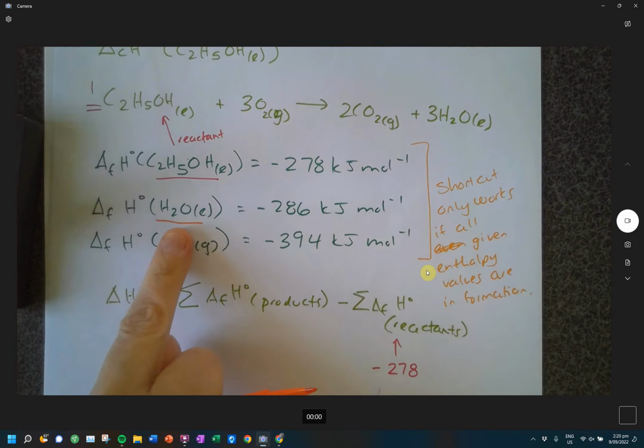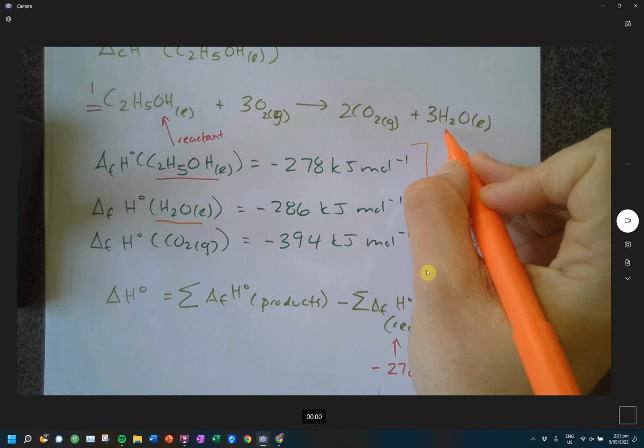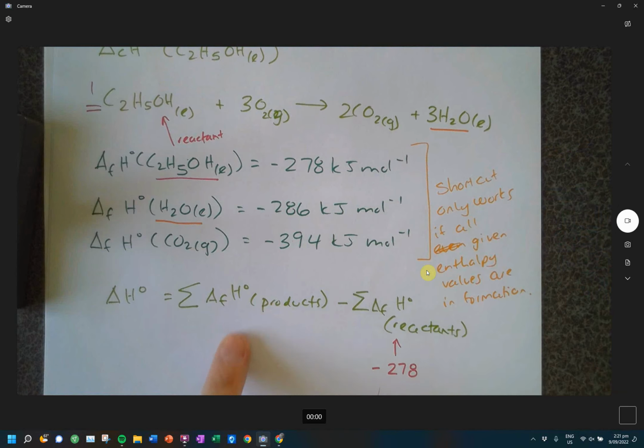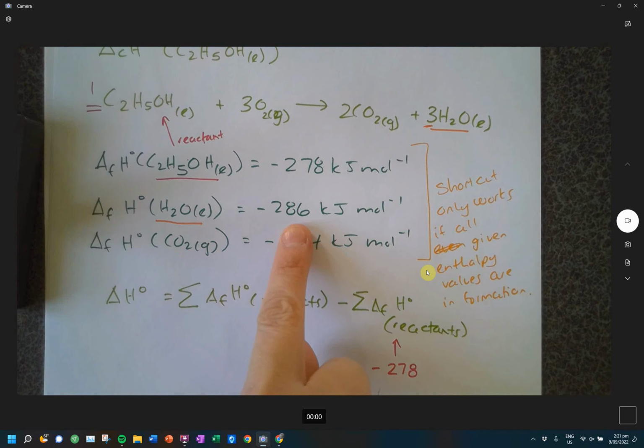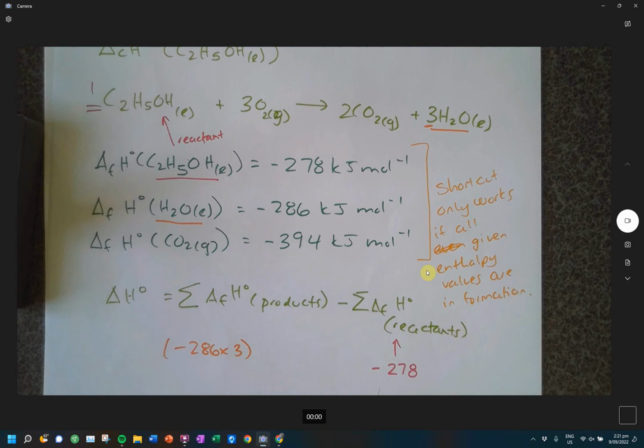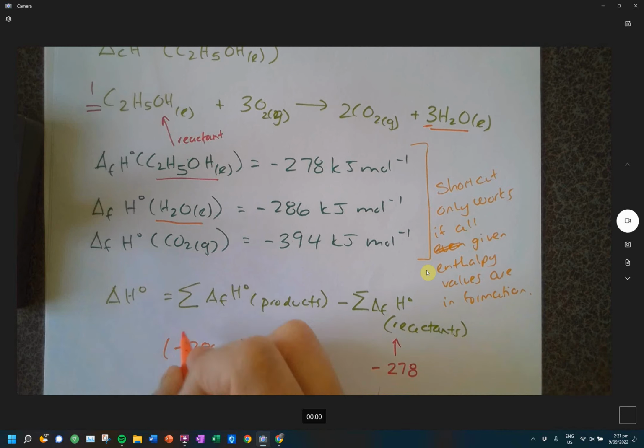This next one here, water. I see that it is a product. So it's going to go on this side of my equation. I see that the coefficient is 3. So I need to take this number and multiply by 3. So 286 times 3, that's going to be negative 858. Are we okay so far?